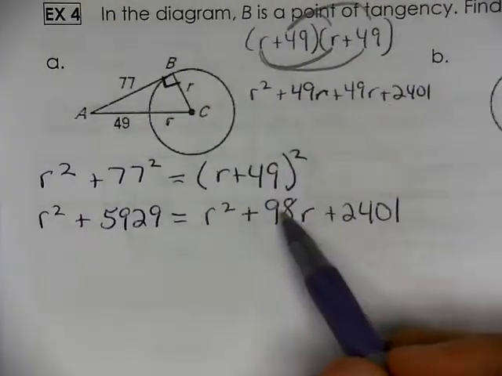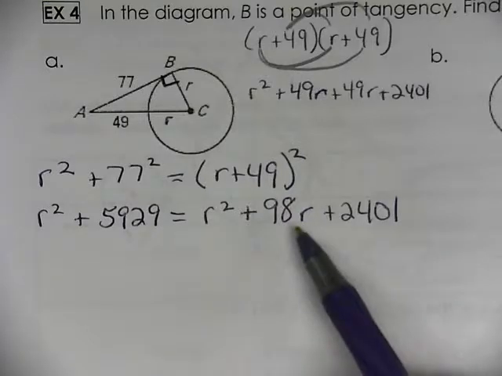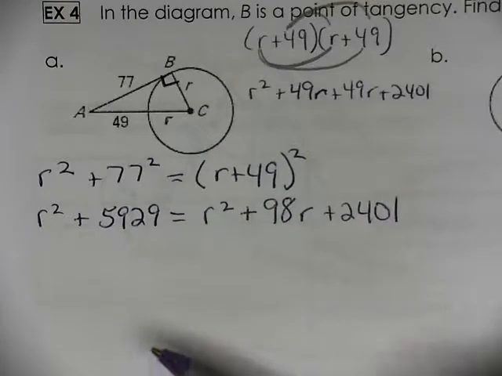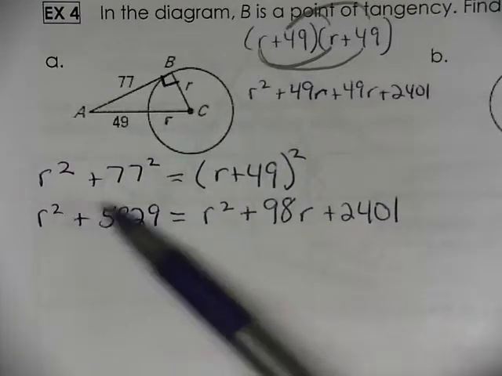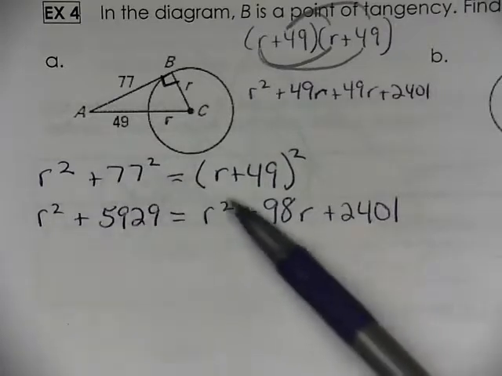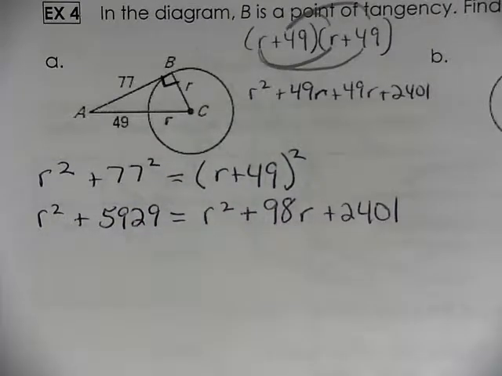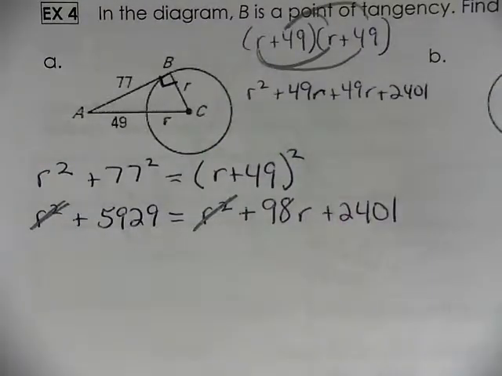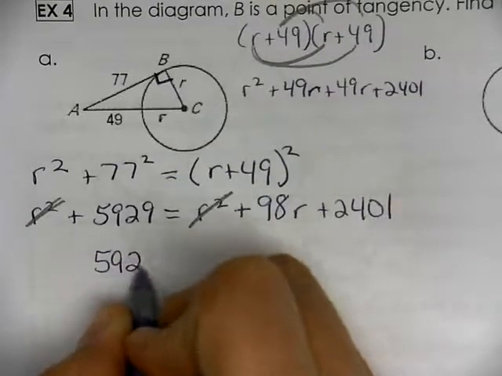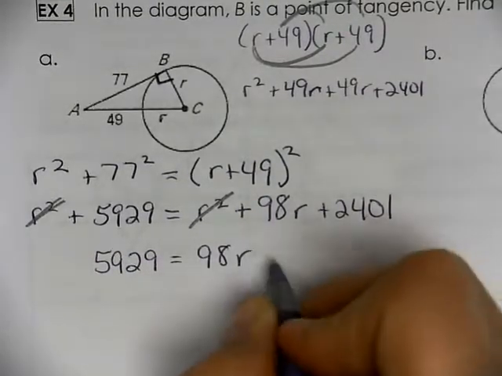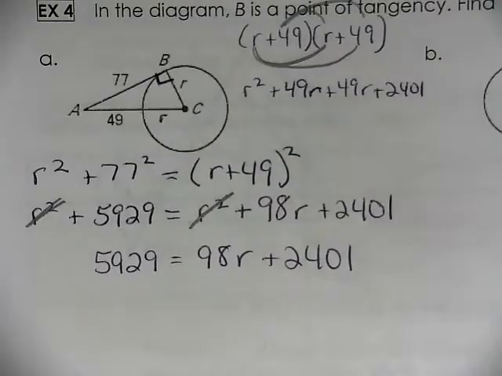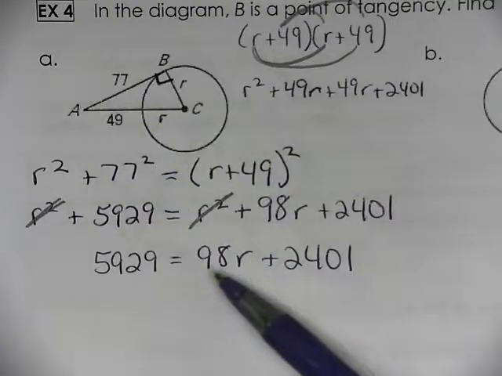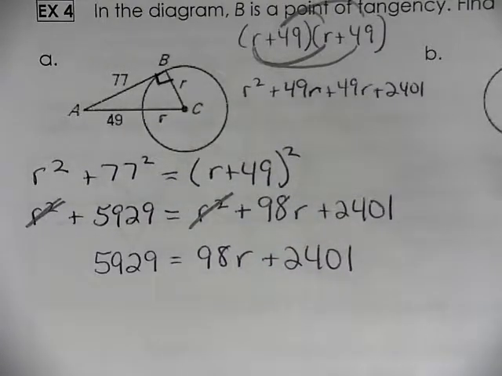If you just do R squared plus 49 squared, you miss this, and you can't answer the question. In order to solve for R, do you see how R squared is on both sides? Remember when we talked about if pi was on both sides, you could just cancel it? Same thing works for R squared. Since it's on both sides, we can cancel those out. And we get 5,929 is 98R plus 2,401. If you don't FOIL this one side, the 98R is not there, and you end up with two numbers and you can't solve.